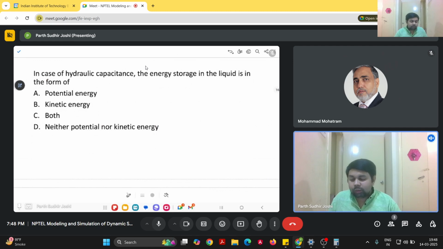So the next question is about hydraulic capacitance. Capacitance basically means storage of some energy. So in the case of hydraulic capacitance, the energy is stored in the liquid in what form?